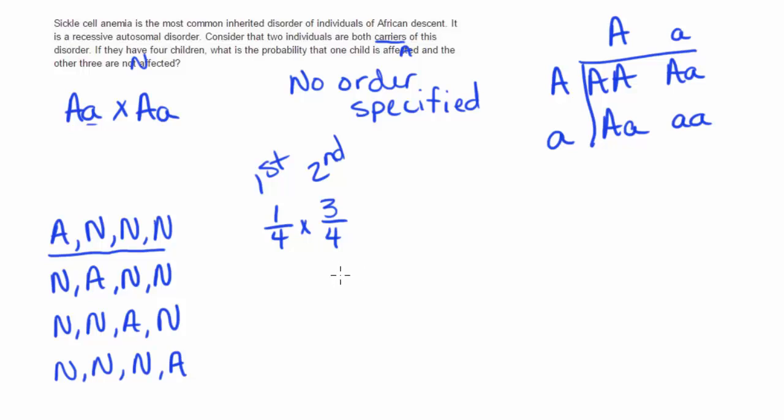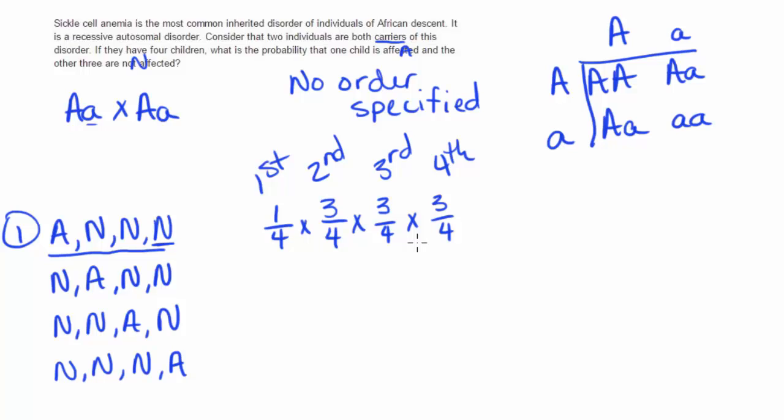That it's not affected. Then I want to figure out for the third child what the probability is. That one, again, if we look at our square, we can see 3 out of the 4 boxes are not affected. So I'm going to have 3/4 for that one. And then for the fourth child, since I'm again looking for one that's not affected, that one is also going to be 3/4. So if I want to figure out the overall probability of that particular order, so we'll say order number 1, the probability for order number 1 is going to be all of these multiplied together because each child is an independent event.